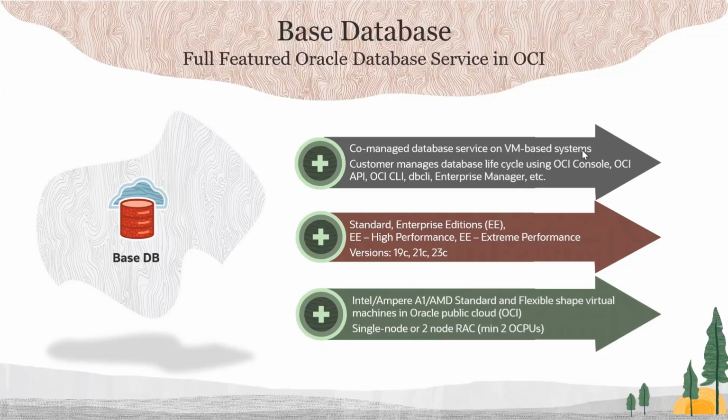You have the option to choose from various shapes, which can be Intel, Ampere A1 and AMD based. You may choose standard or flexible shapes. In the case of Base DB service, you can provision a single node or a Real Application Cluster with only 2 nodes.